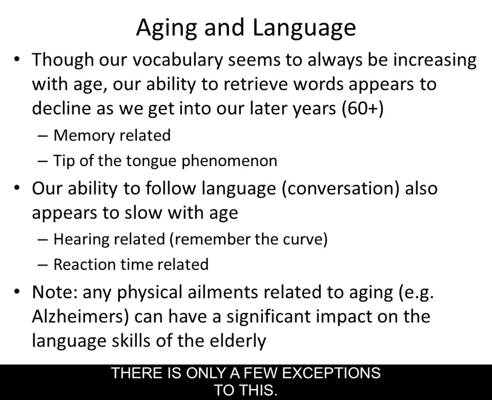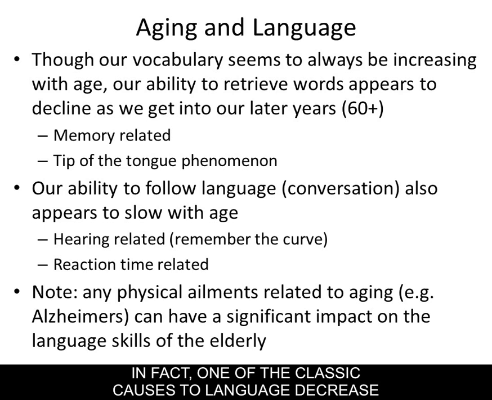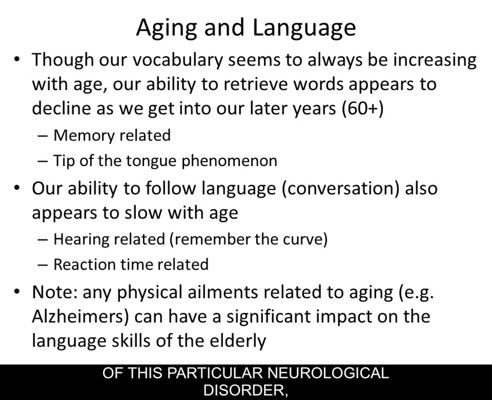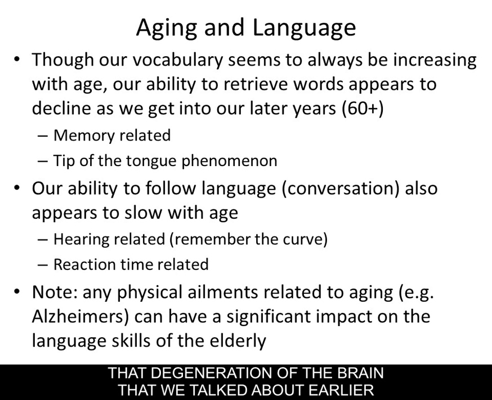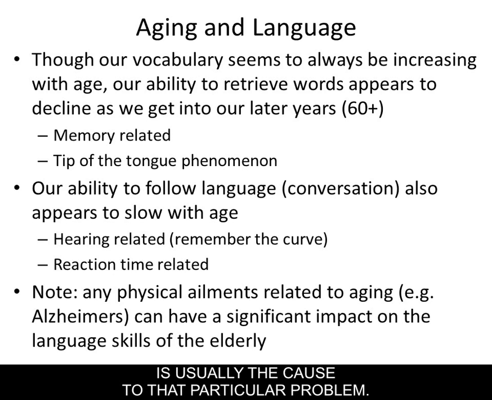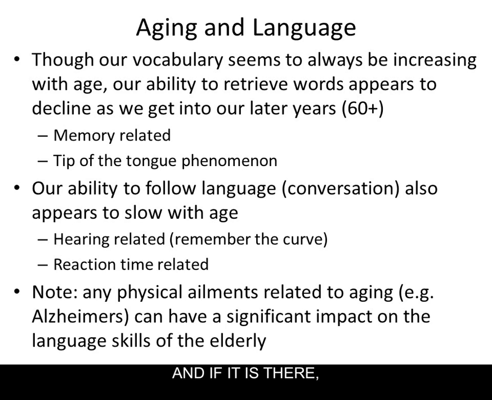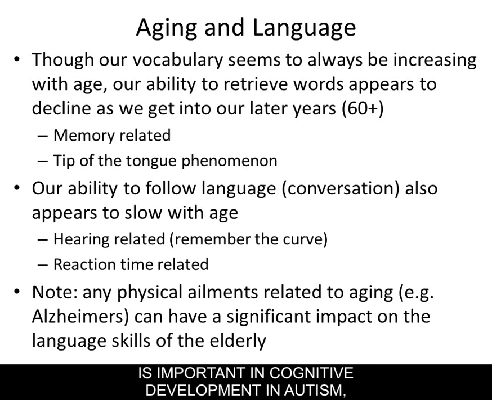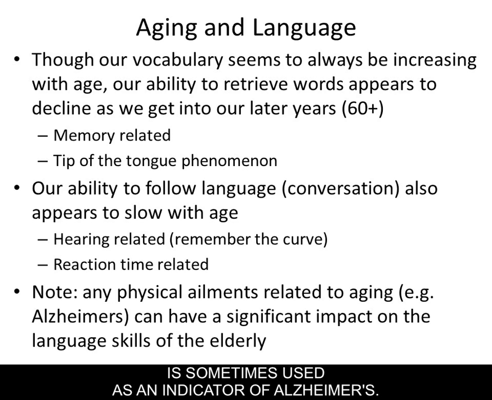There are only a few exceptions to this, and most of them are neurological in nature. One of the classic causes of language decrease, which we use very often as an indicator of this particular neurological disorder, is Alzheimer's disease. When people dramatically lose language skills, Alzheimer's disease, that degeneration of the brain that we talked about earlier, is usually the cause of that problem. So when we look at language, we expect to see a small, subtle decrease in language skills, but nothing dramatic. And just like detecting a lack of gaze following is important in cognitive development and autism, that inability to keep up language skills is sometimes used as an indicator of Alzheimer's.